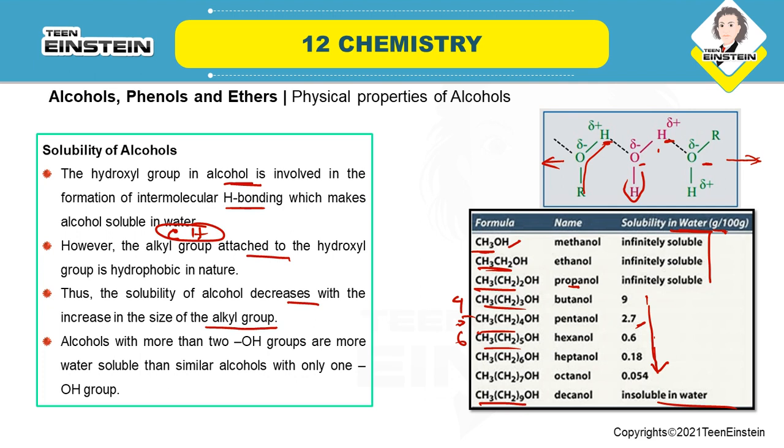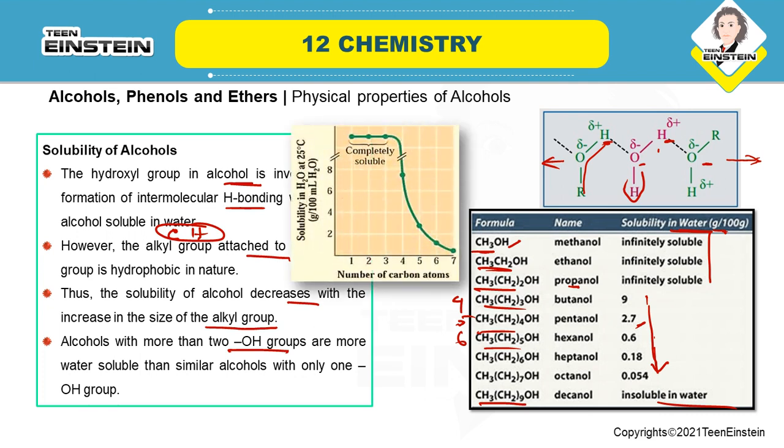And for alcohols with more than one OH group, suppose you have kept the alkyl part fixed and you are only increasing the number of OH groups, then what will happen? It will make it more soluble than similar alcohols where only one OH group is present. So when the number of OH groups increases, solubility increases, and when the size of the alkyl group increases, solubility decreases.